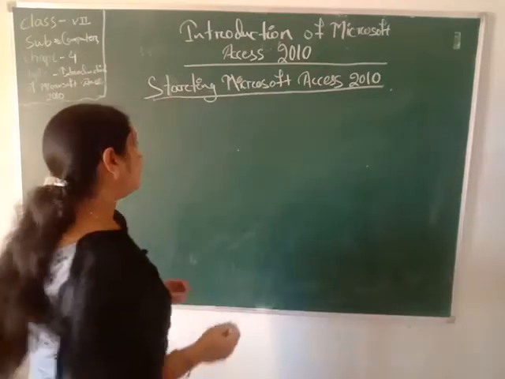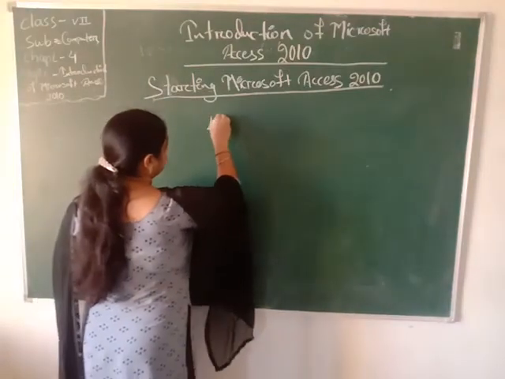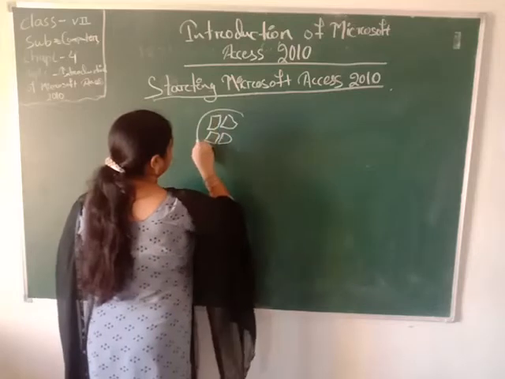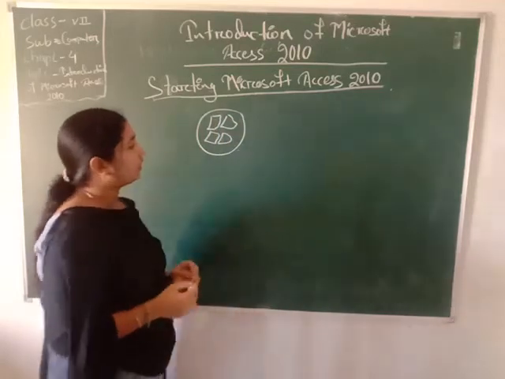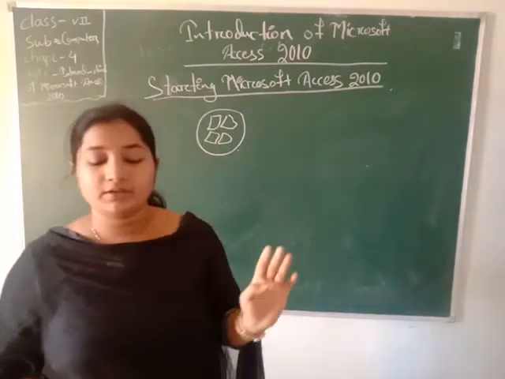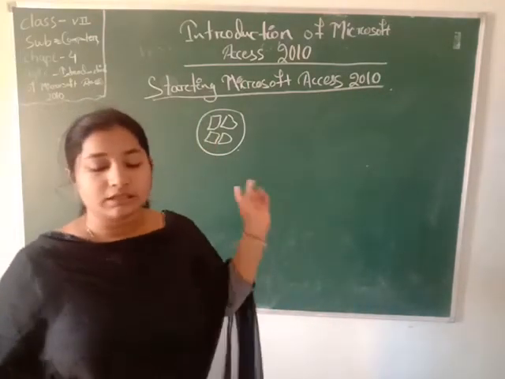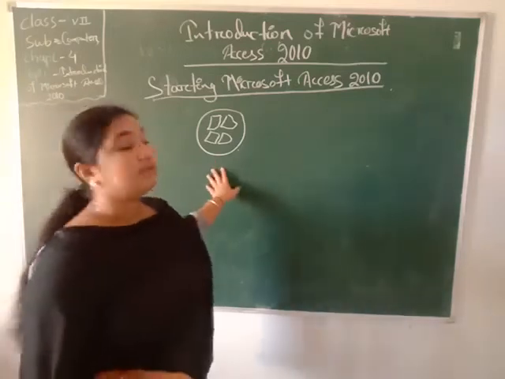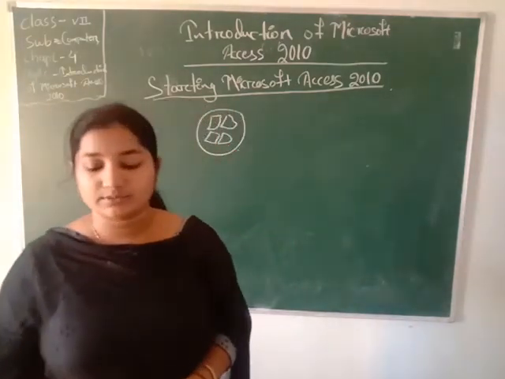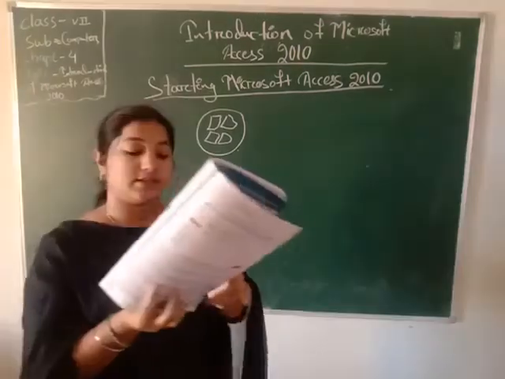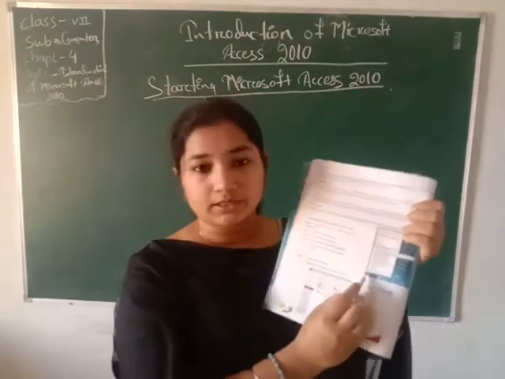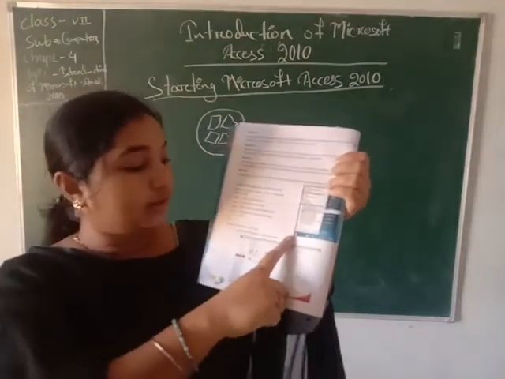You have seen the icon like this. In every computer this symbol is there. This is called the start button, and first we have to click on this. First we have to click on this start button. After that we have to click on all programs. Here you can see, first we have to click on this. This is the start button. So we have to click on the start button.